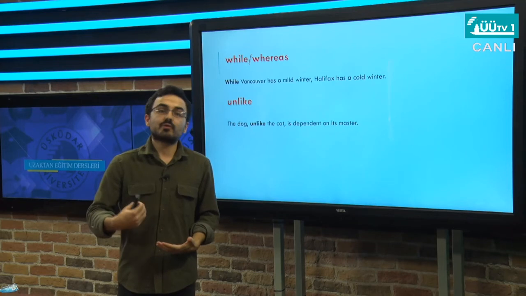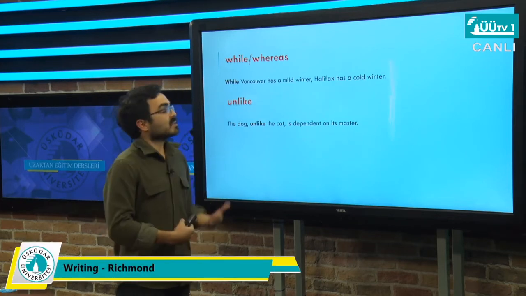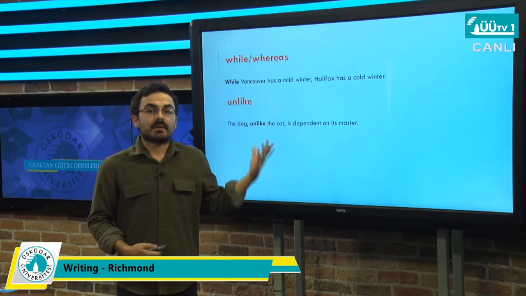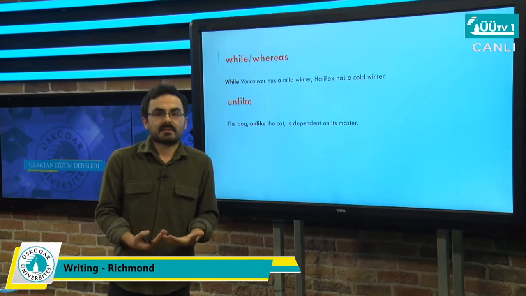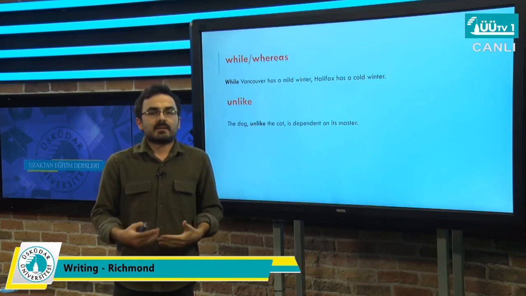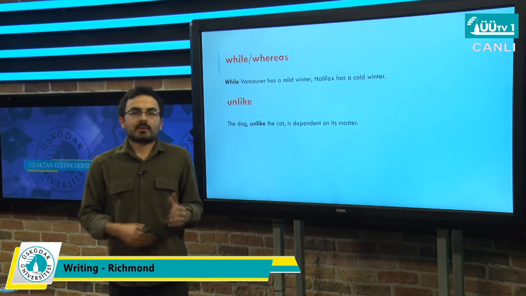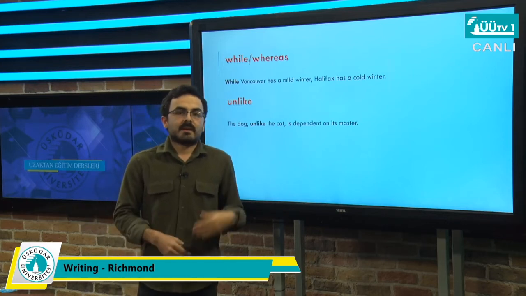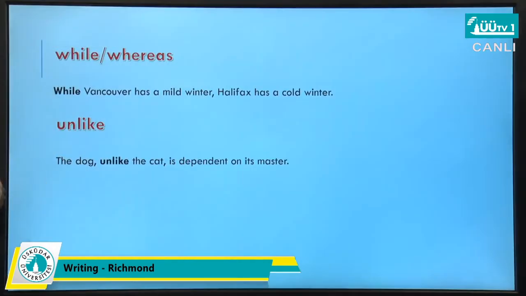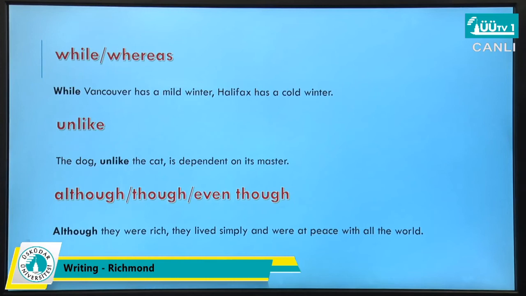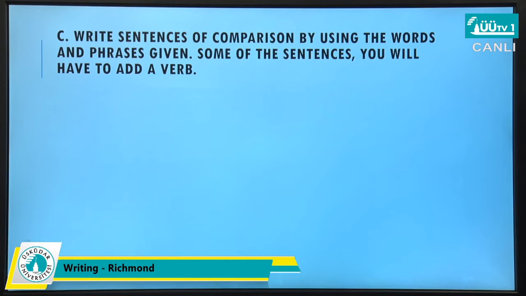When you're writing your paragraphs, you keep repeating things, right? In order not to repeat things, guys, please use these conjunctions. Let's not always say but. You say, let's say, basketball is better than football, but don't say this. Try to use different conjunctions here, like although, though, even though. Although they were rich, they lived simply and were at peace with all the world. Okay. So let's skip a bit.